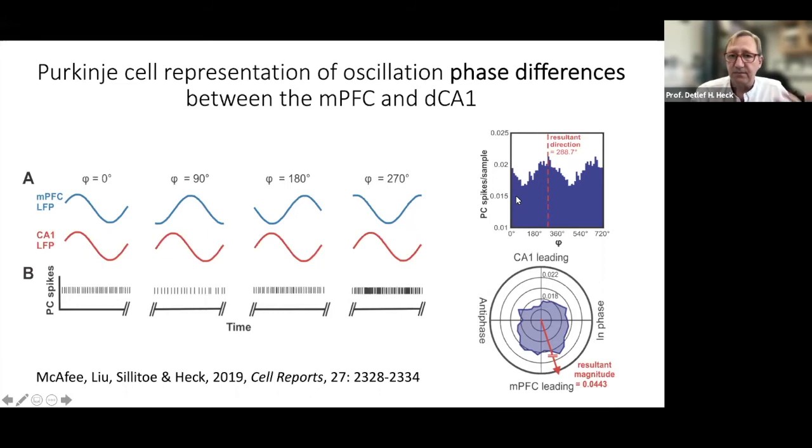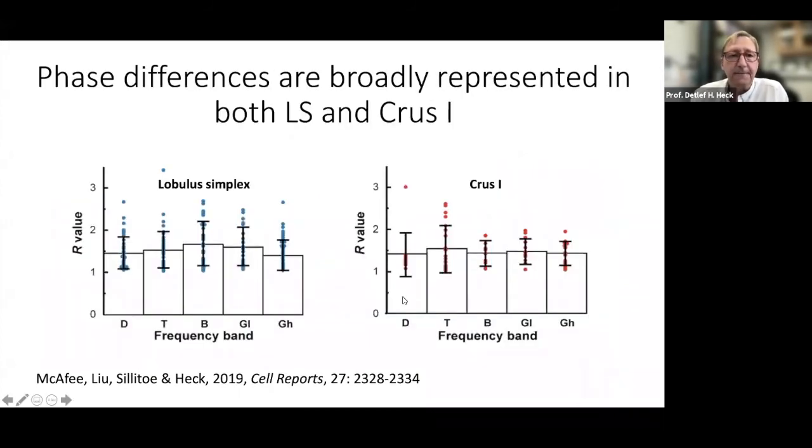And what you see here is an example Purkinje cell that shows beautiful modulation with phase difference of these oscillations. This is in gamma oscillations, and you can quantify that modulation using circular statistics, and you get a resultant magnitude vector that gives you a quantitative value that you can then further analyze. And that's what I'm showing you here.